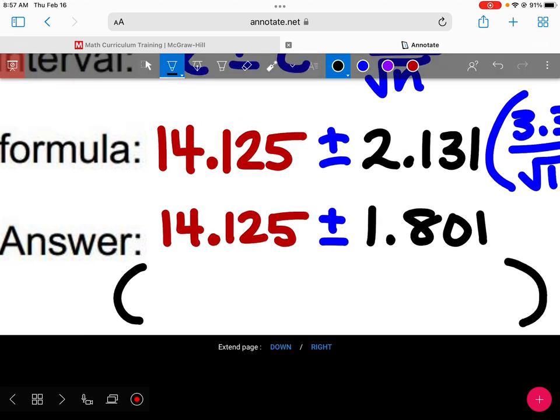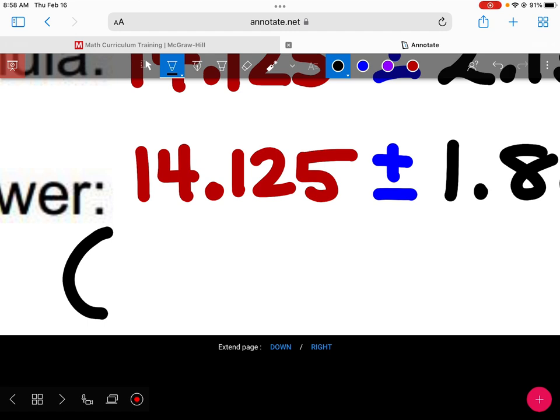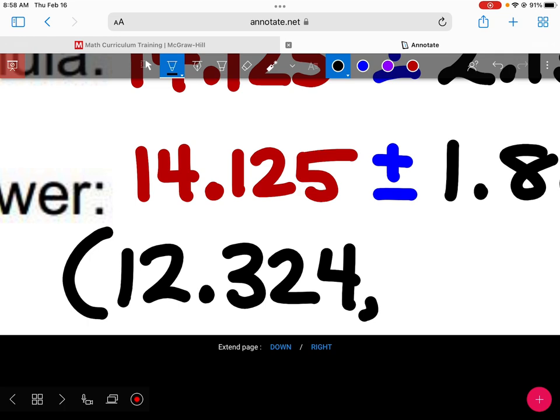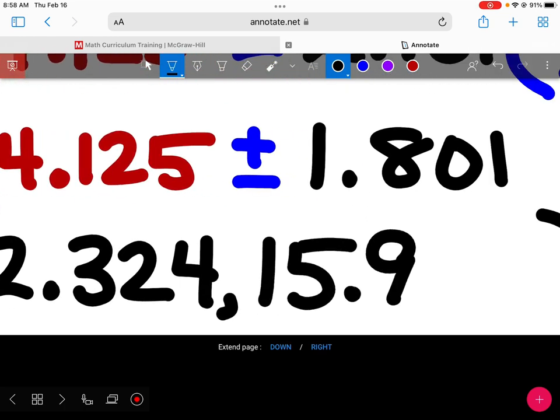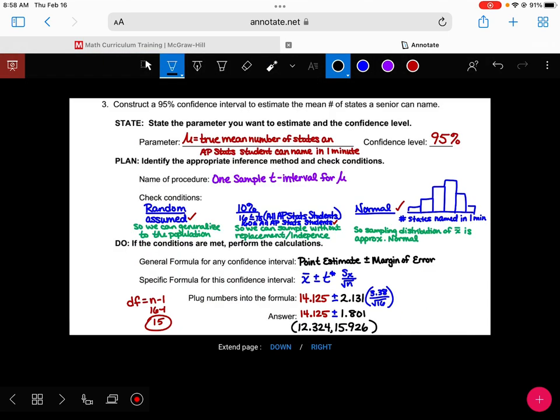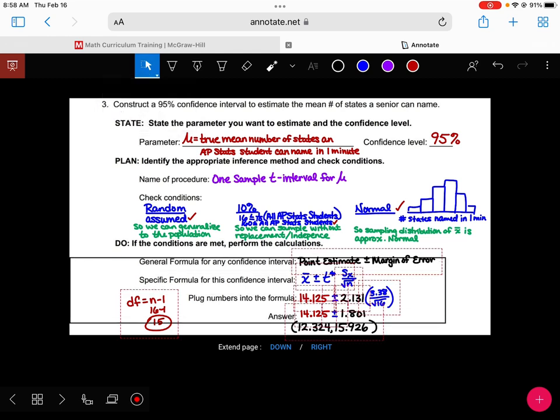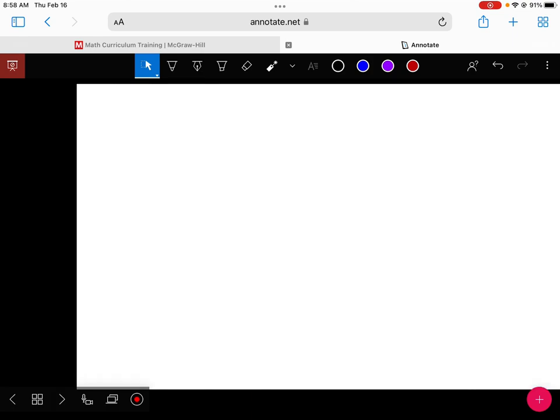So now we're ready to make our interval. What is our confidence interval? 12.324 on the lower end, 15.926 on the upper end. Get that all up here on the screen.